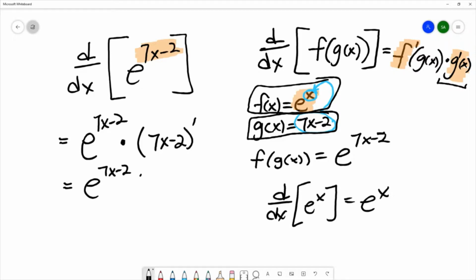And the derivative of 7x is 7. The derivative of 2 is 0. And so we get 7e to the 7x minus 2 as the derivative.